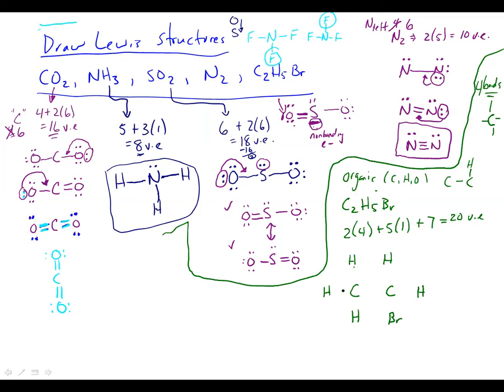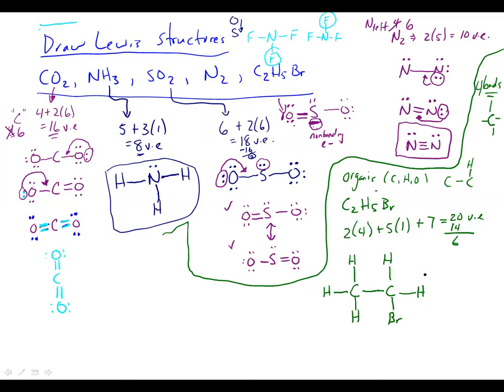So if you did 1, 2, 3, 4, 5, 6, and don't forget to connect here, that gives you 7. And if we count up how many electrons we use there, 2, 4, 6, 8, 10, 12, 14 electrons. That leaves us 6 electrons to go.